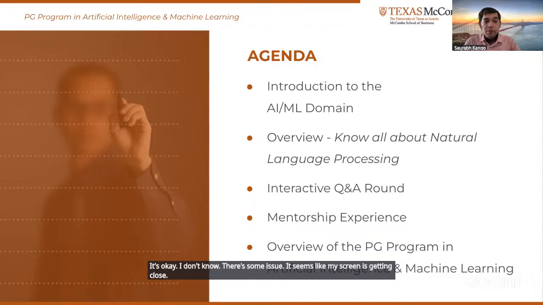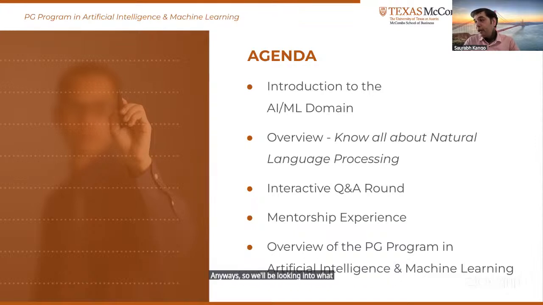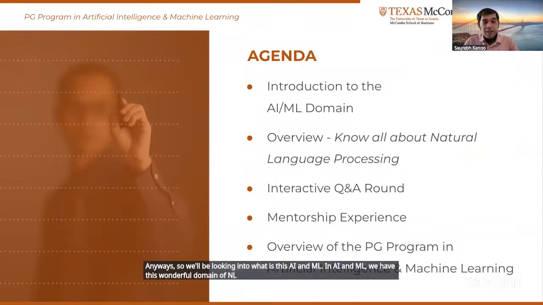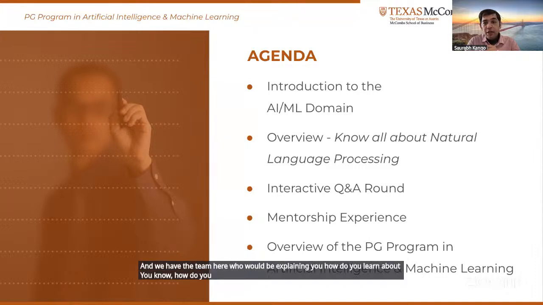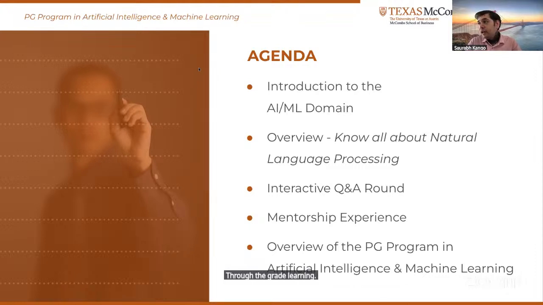Anyways, so we'll be looking into what is this AI and ML. In AI and ML, we have this wonderful domain of NLP, which is natural language processing. So we'll try to understand that in detail. I'll also share my experience on mentoring people who are transitioning into this particular domain. And we have the team here who will be explaining how you learn about NLP and other applications through Great Learning. Okay, so that's the agenda for today.